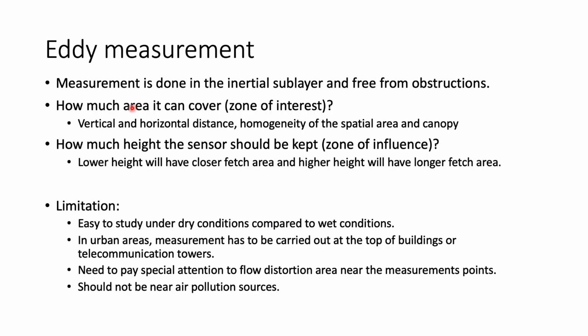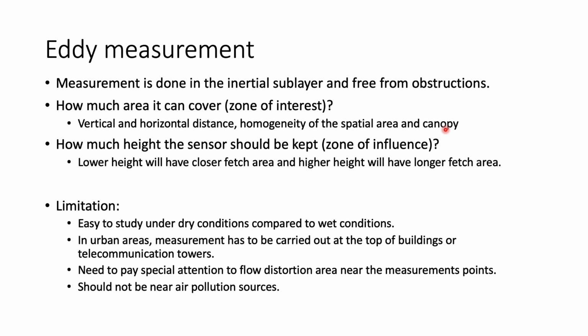So basically the eddy measurement is done in the internal sublayer, and these are free from obstructions, because otherwise if the wind is blocked, then we may not be doing the proper measurement. So that's the reason it is always kept above any obstructions. How much area it can cover is called the zone of interest. So vertical and horizontal distance is the main thing, and homogeneity of the spatial area and canopy is another important factor we have to consider.